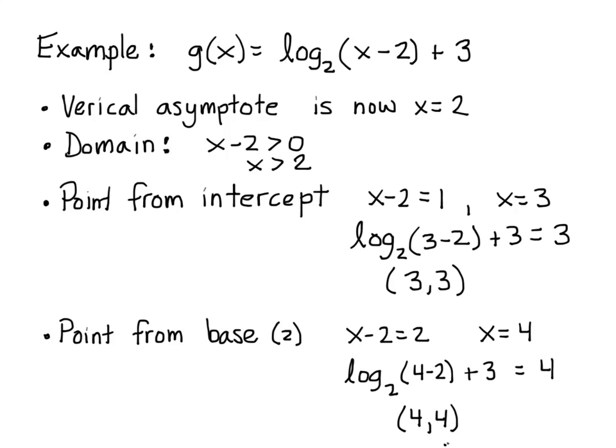So by coincidence, these turned out to be the same points, x and y are the same, 3, 3 and 4, 4. Generally, that doesn't happen. And in the examples that you'll be working with, it'll be completely different.